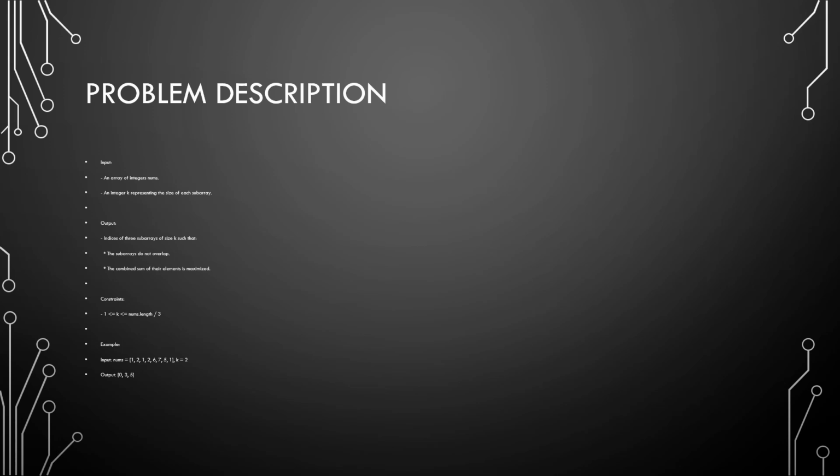Let's begin with the problem description. We are given an array of integers and a number k representing the size of each subarray. The task is to find the indices of three non-overlapping subarrays, each of size k, such that their combined sum is maximized. For example, for the input array 1, 2, 1, 2, 6, 7, 5, 1 and k equals 2, the optimal subarrays are at indices 0, 3 and 5.